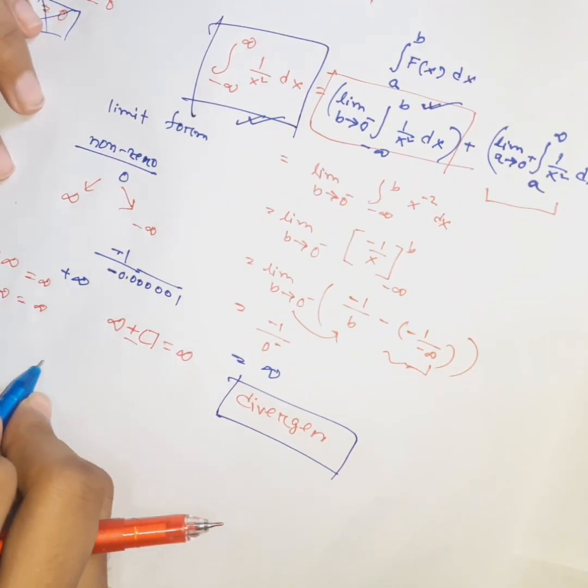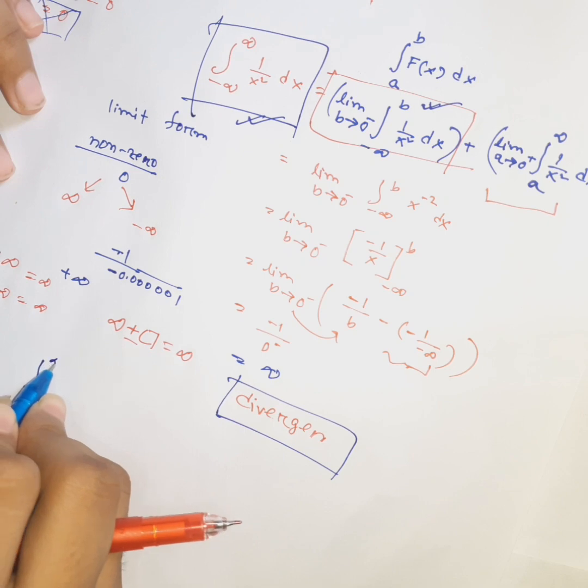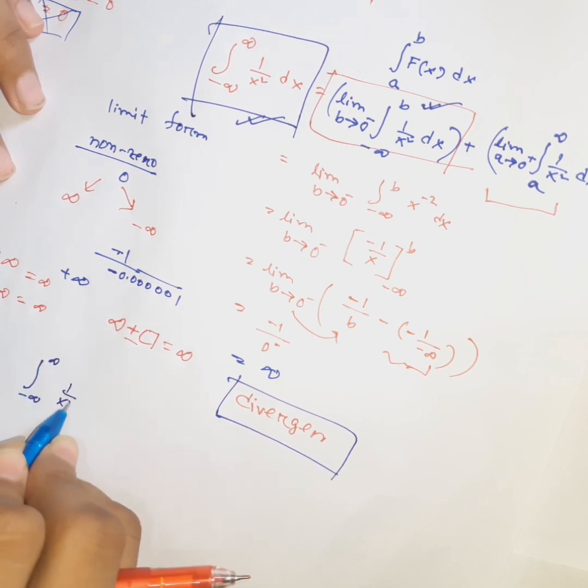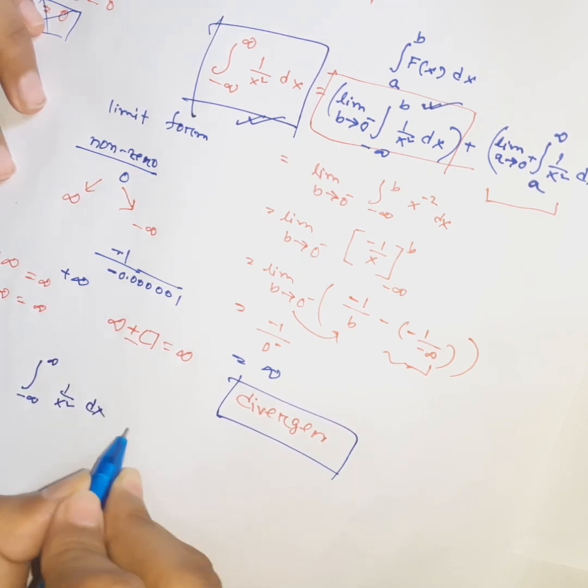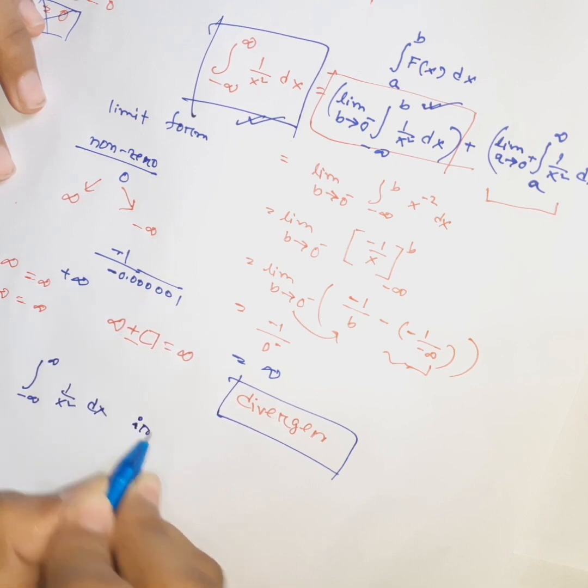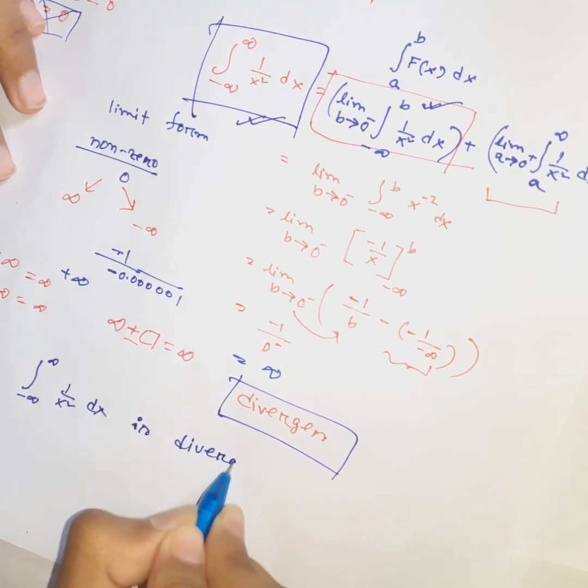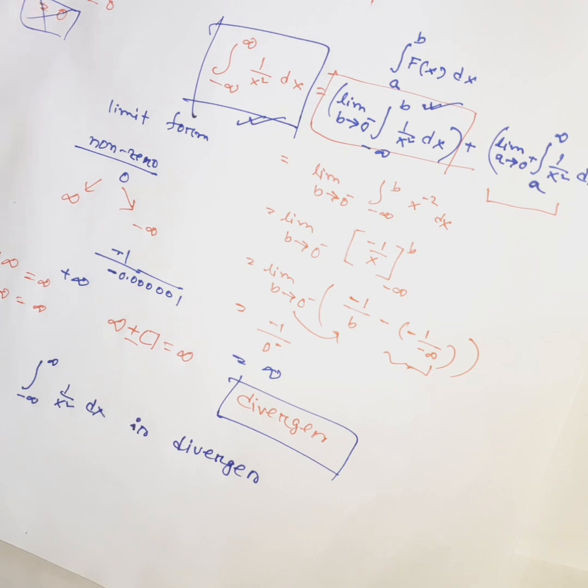So the conclusion is, from negative infinity to infinity, 1 over x square dx, this diverges. That means we don't get any particular value.